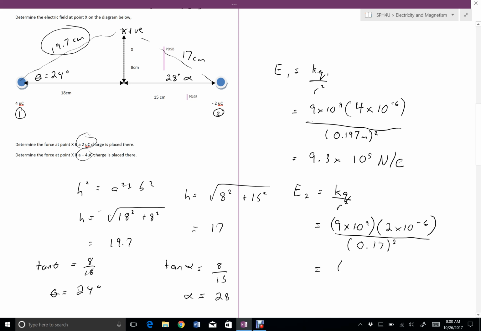So here I have 6.2 times 10 to the 5 newtons per coulomb. And again, you'll notice I've just done the magnitudes of these. I've left the directions off, or I've left them blank. Now, to get this direction, I'm going to erase all this so that I can write down here.